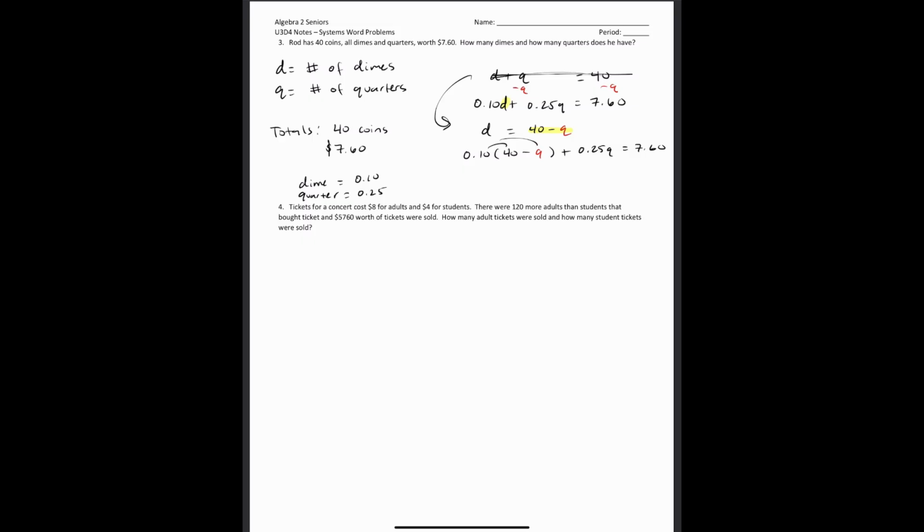And then I can go ahead and apply the distributive property. So 0.10 times 40 should be 4. And 0.10 times negative Q should be negative 0.10Q plus 0.25Q equals 7.60. And then I'm going to combine the like terms here. We have negative 0.10Q plus 0.25Q. That is 4 plus 0.15Q equals 7.60. And then I'm going to subtract both sides by 4.